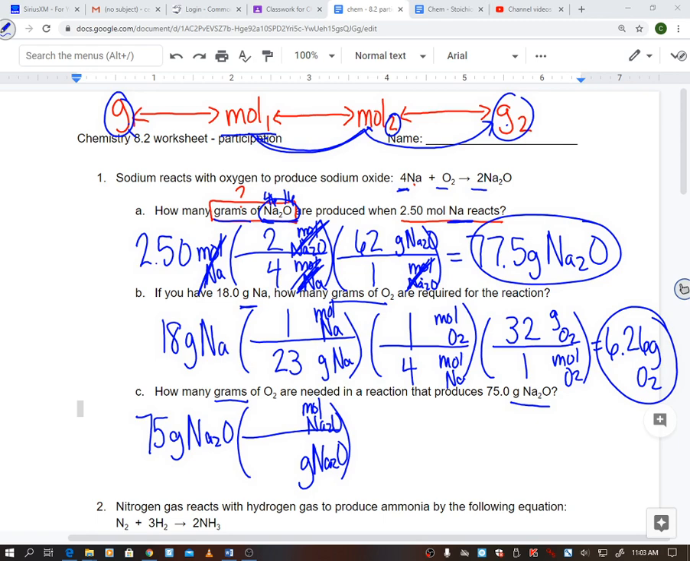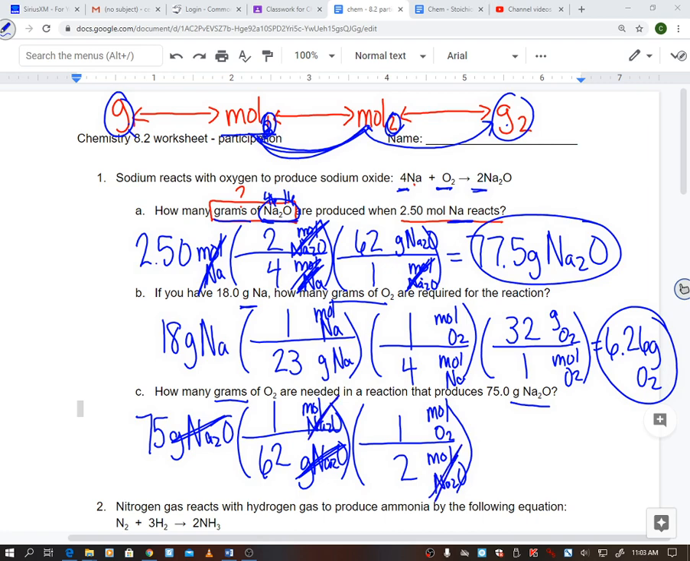Now Na2O, sodium weighs 23, but there are 2 of them, so that's 46, plus the 16 from oxygen. It's going to be 62 and 1 mole. So that cancels out. Now I'm going to go from moles of my original here to moles of number 2. So the moles of my original is that Na2O. What I'm trying to flip over to is just oxygen. Mole to mole, use your equation. So Na2O is 2. Oxygen is 1.